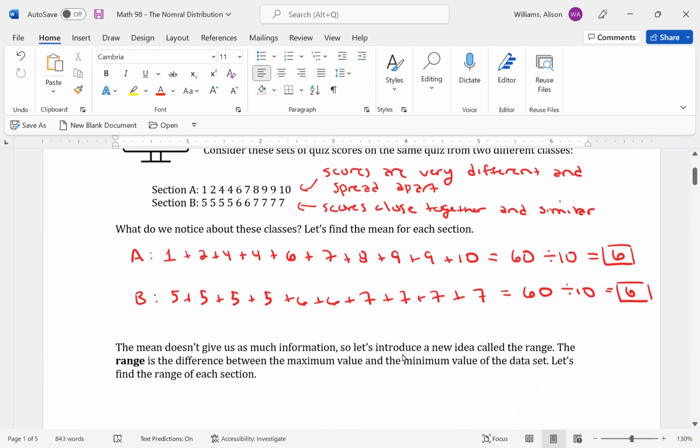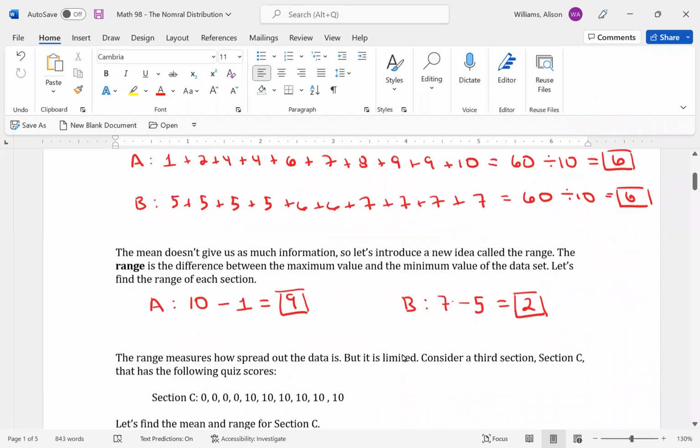So the first thing they introduce is this concept of the range. The range looks at the difference between the maximum value and the minimum value. So let's look at the range for each section. So for A, the maximum, that's the biggest value, is 10, and the minimum is 1. So that one has a range of 9 because you're taking the difference, or subtracting, right? For B, the maximum is 7 and the minimum is 5. So that one is 2. That means the difference between the high score and low score is 2, whereas the difference in section A, the highest and lowest score, is 9. So that tells us some more information. It kind of gives us an idea that A is more spread out than B.